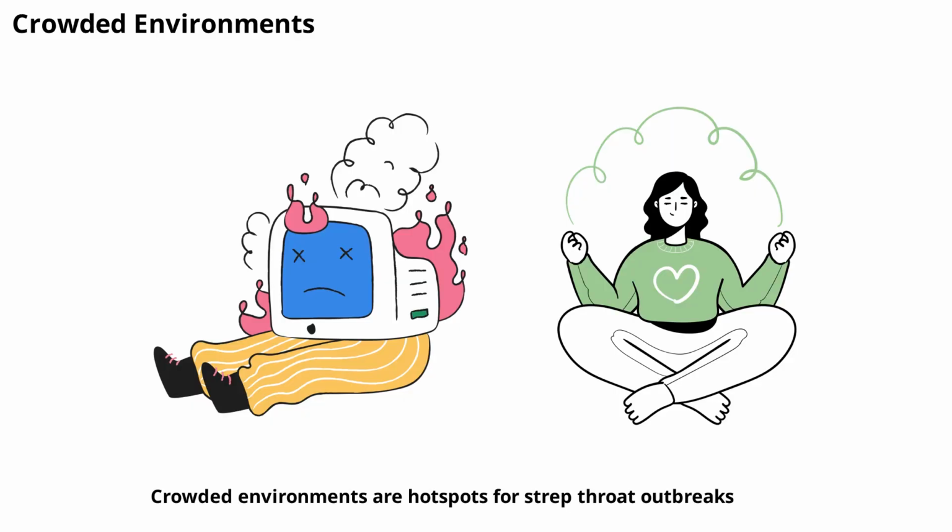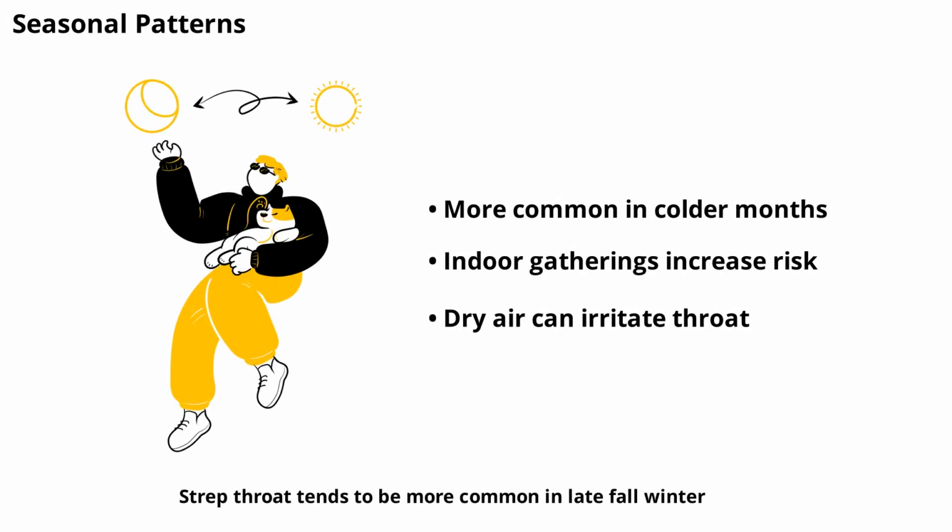Crowded environments are hotspots for strep throat outbreaks. Places like schools, daycare centers, dormitories, and offices bring many people into close contact, making it easier for the bacteria to spread. In these settings, one infected individual can quickly transmit the bacteria to others through shared air and surfaces. This is why strep throat is more common during the school year and in places where people gather indoors for extended periods. Strep throat tends to be more common in late fall, winter, and early spring.